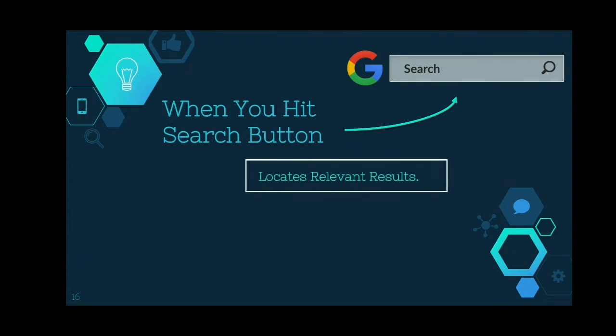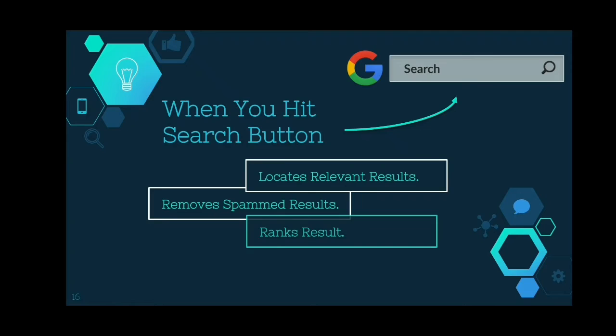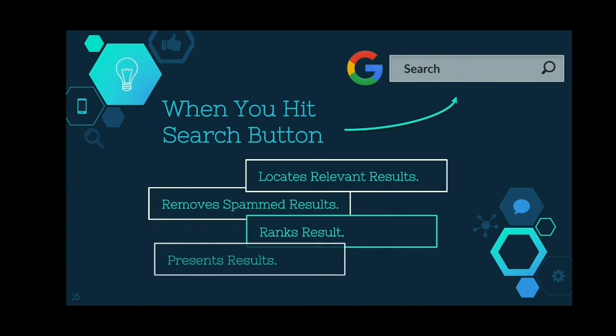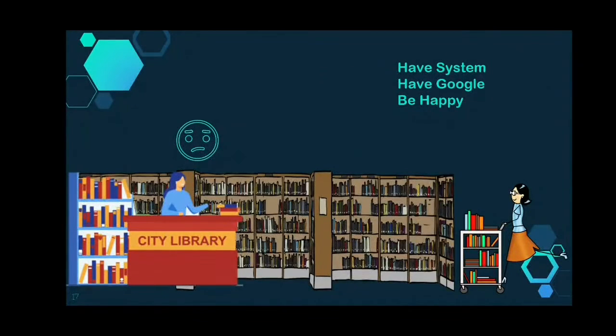Google locates relevant results in its database, removes spam results, and then ranks the results again, and the results are presented to you. And this whole process takes just a fraction of a second, not even a whole second. Now coming back to the librarian, he's happy because he has a system, he has Google, and he can help anyone with any book they want. Just the way Google is happy because it's providing us information from any corner of the world.